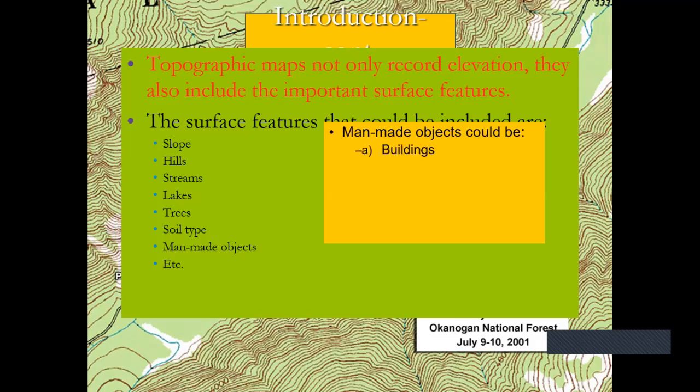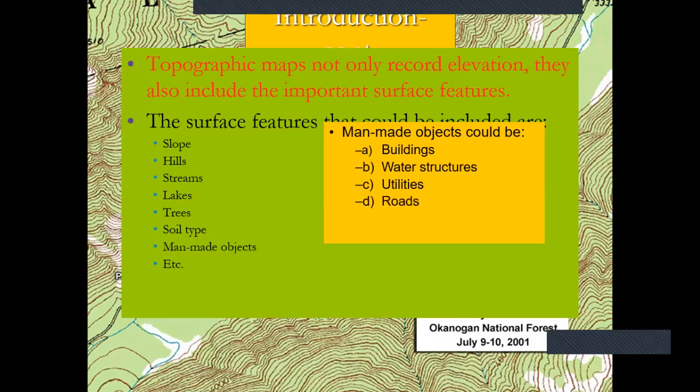By man-made, we mean buildings, the water structures like dams, utilities like gas lines, telephone lines, electricity poles, the roads, obviously the railway lines, and the airports and all other things that are not created naturally by nature, but by man himself.